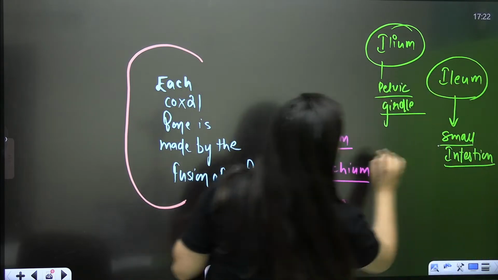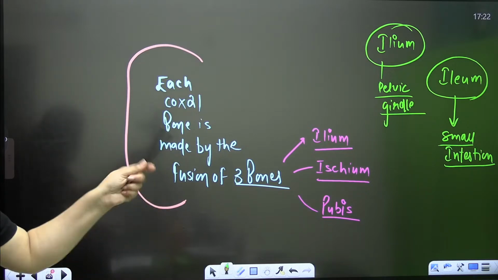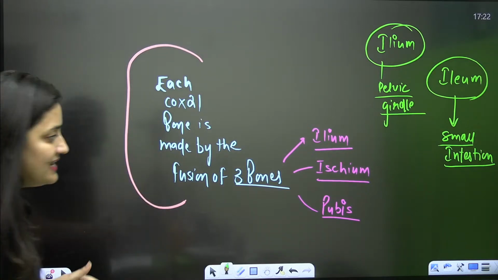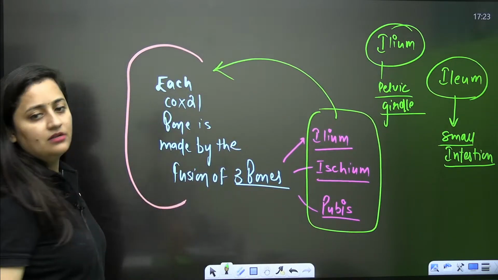Duodenum, jejunum, ileum, that's the part of the small intestine. So one spelling can change the answer of your question. So ileum, ischium, pubis, they will fuse and form one coxal bone.